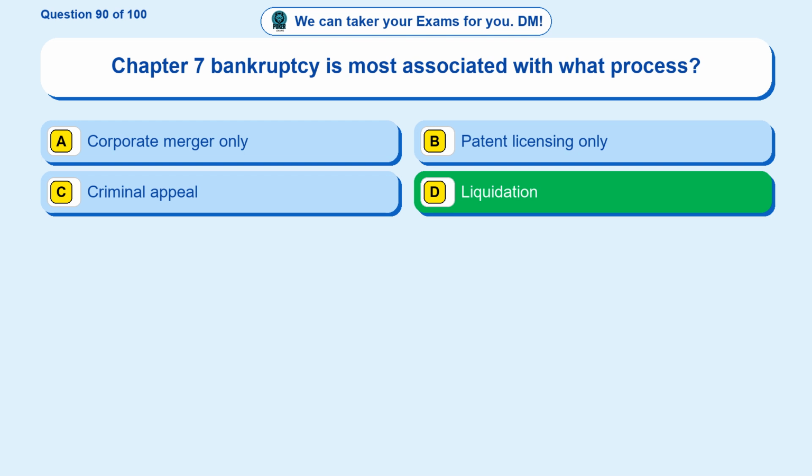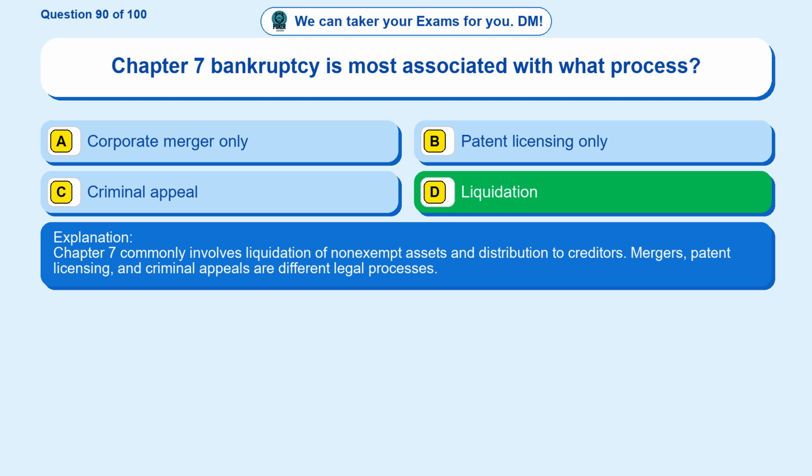Liquidation. Chapter 7 commonly involves liquidation of non-exempt assets and distribution to creditors. Mergers, patent licensing, and criminal appeals are different legal processes.